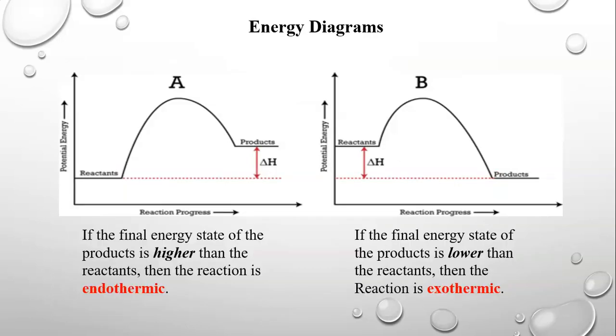If the final energy state of the products is higher than the reactants, then the reaction is endothermic. In other words, it ended up with more energy than it had at the beginning of the reaction, and therefore that's an endothermic reaction. Energy had to go in. Heat energy or some sort of energy had to go in. If the final energy state of products is lower than reactants, then the reaction is exothermic. Heat energy came out, or energy came out. So the one on the left is an endothermic reaction because the energy of products is higher than reactants. The one on the right is exothermic because more energy came out than existed at the beginning.